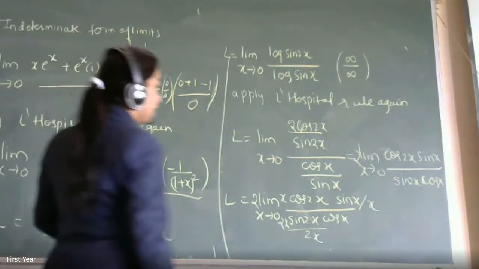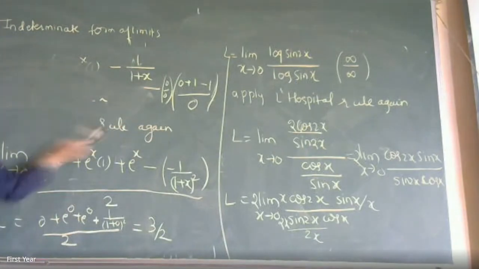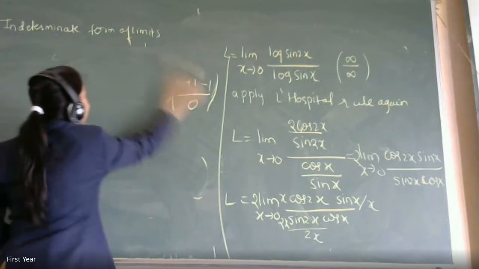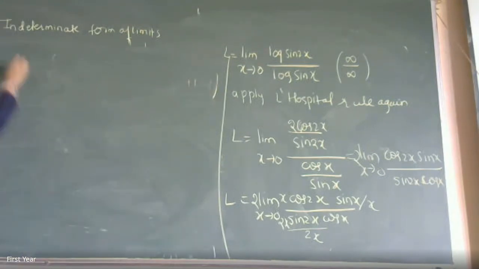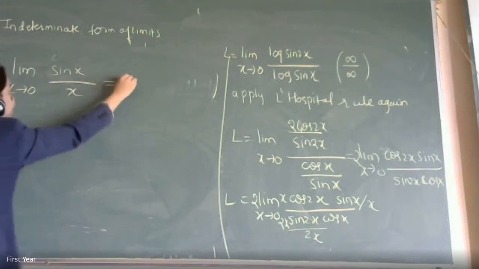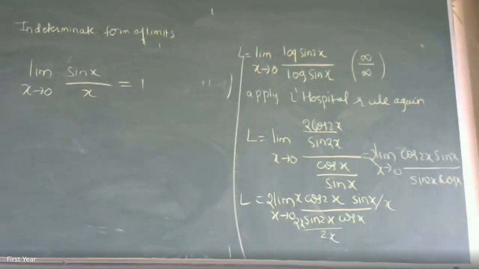But I know this limit, or you should know, or you can find the answer within one line. Well, it's very simple. We know that limit as x tends to 0, sin x by x is 1. This question comes for 1 mark, so this question is therefore 1 mark.